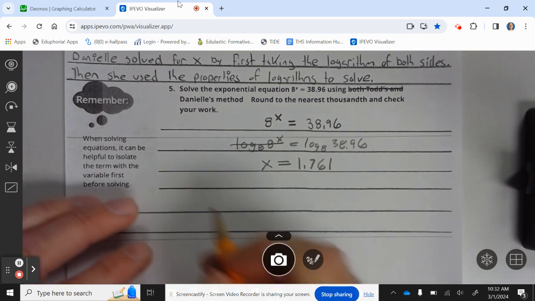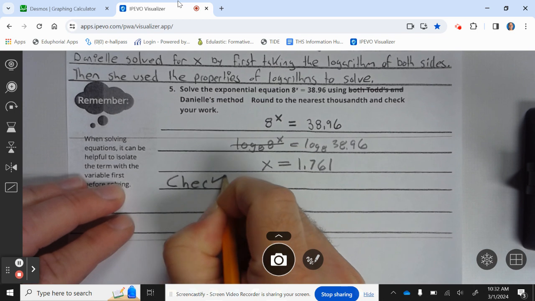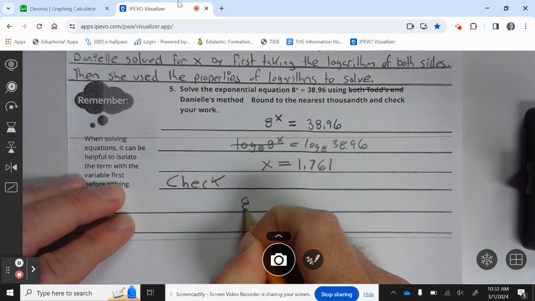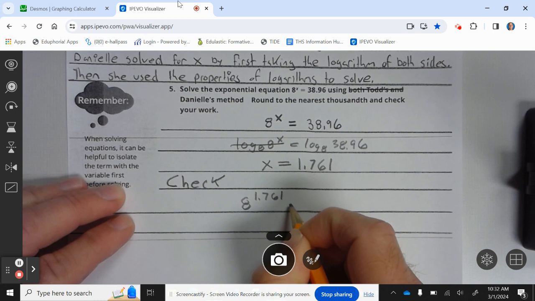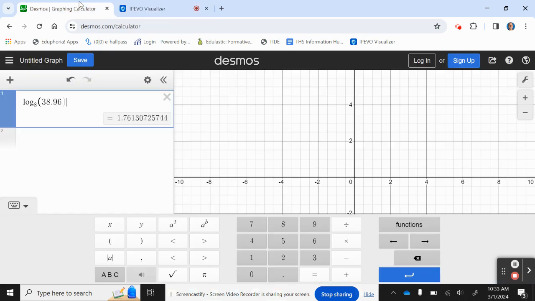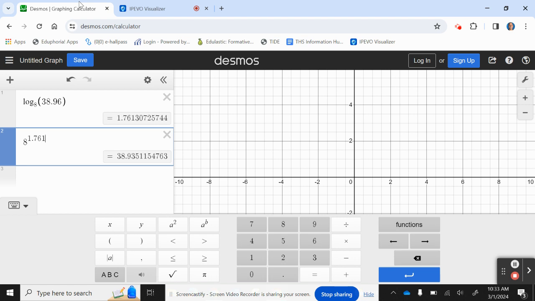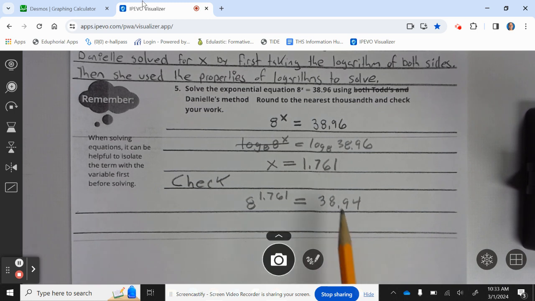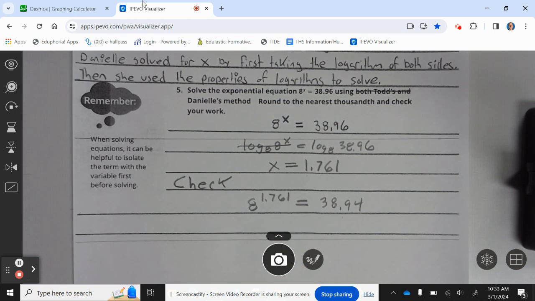All right, now to check our work, we're going to plug that number back in. So 8 to the 1.761. So let's go ahead and do that. Which we rounded, so it won't be exact, but it's close enough to 38.96 that we accept this answer. All right, go ahead and finish it up.